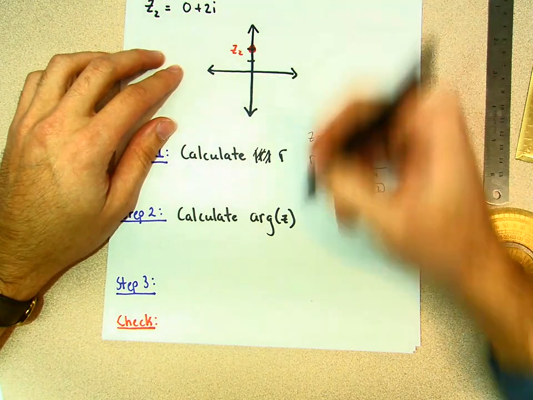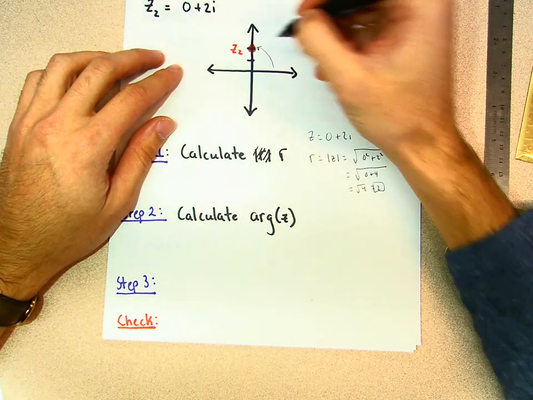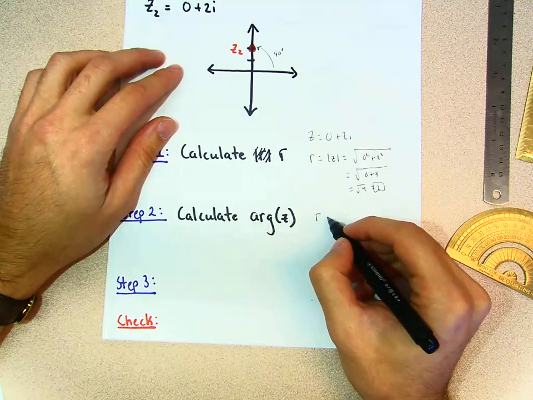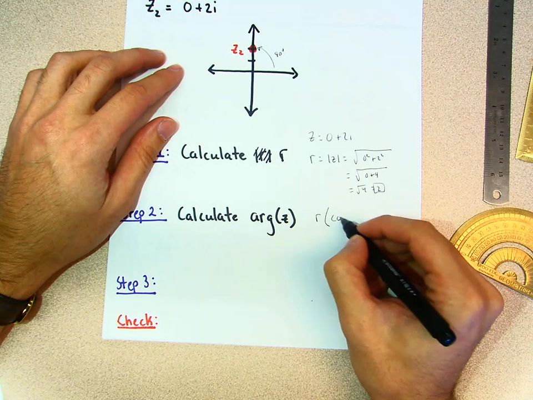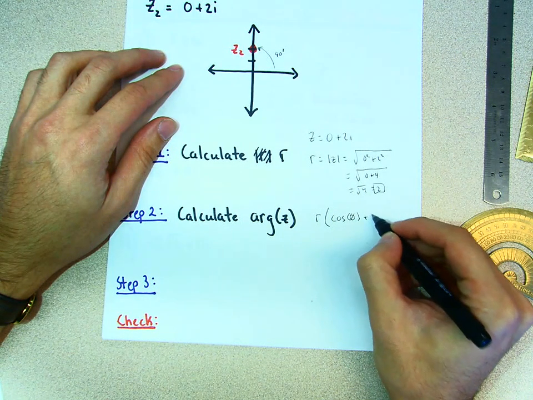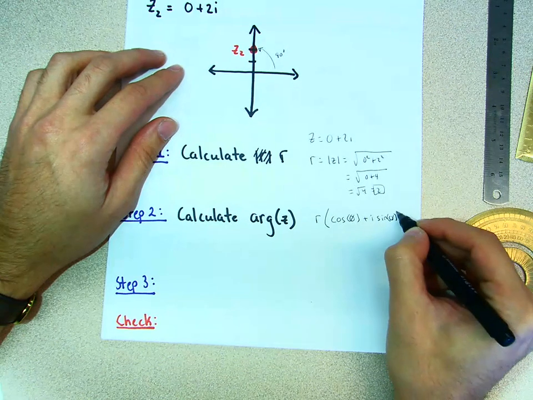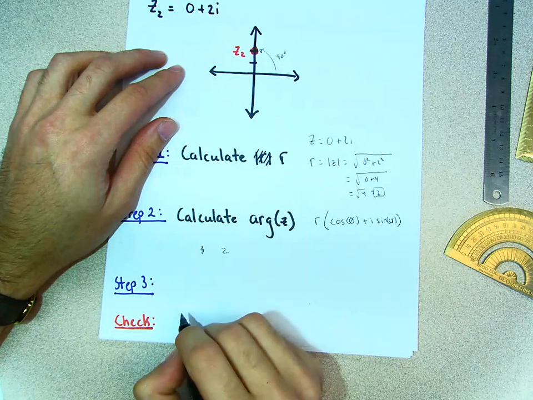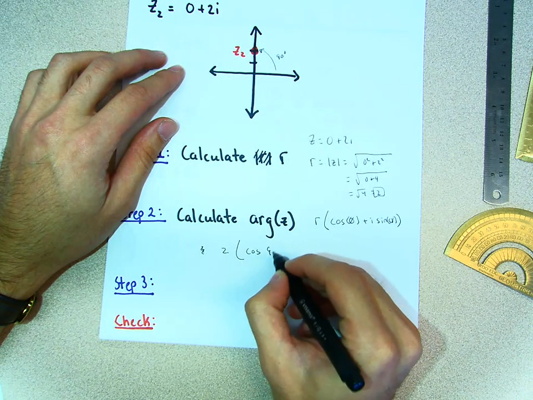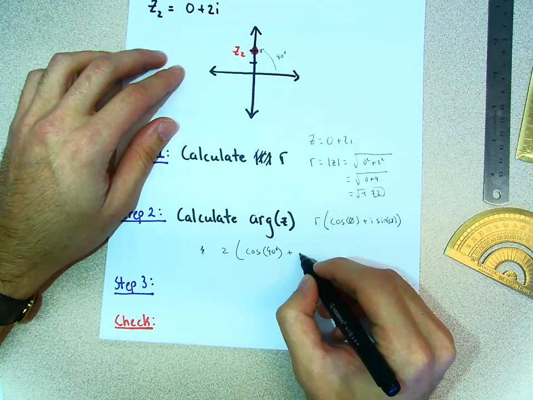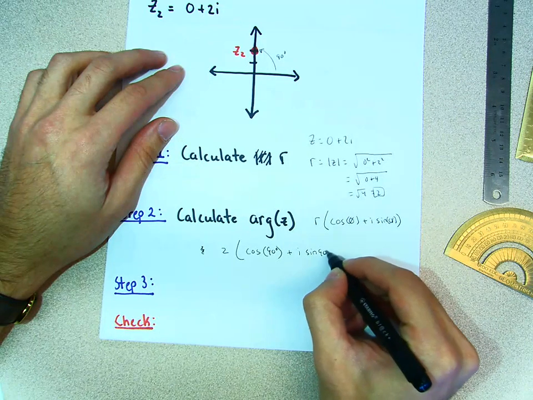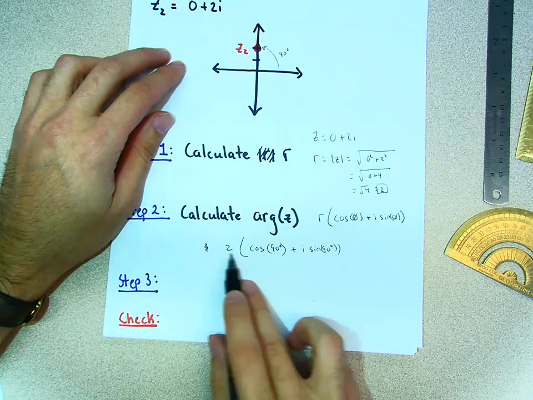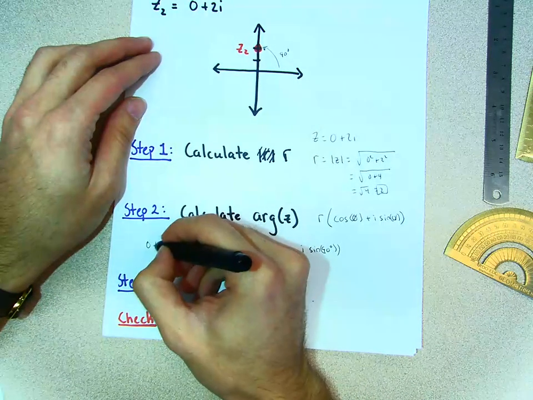Calculate the argument of z, and the argument is just the rotation. So this is a 90-degree rotation. So now we just put it all together. And what's my formula? r times cosine theta plus i sine theta. Just put it in. So it's going to be 2 times cosine of 90 degrees plus i sine 90 degrees. Okay? And the check: why does this equal 0 plus 2i?